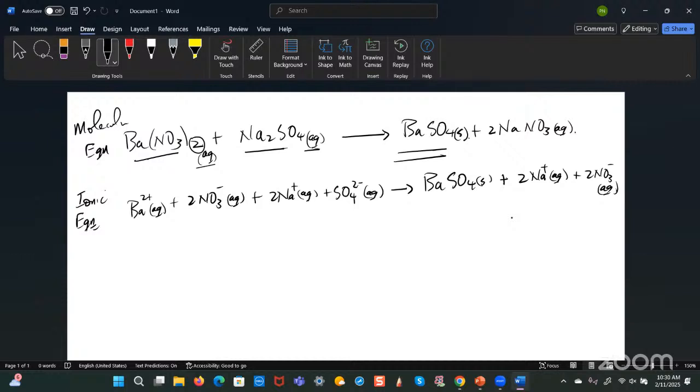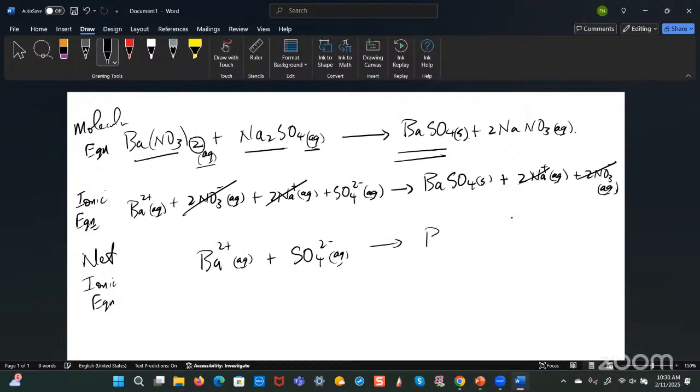The two nitrates can go. Anything else? The two sodiums will go, and that's it. So basically, the net ionic equation will be Ba2+ aqueous plus SO4 2- aqueous to give BaSO4 solid. And that would be the final answer, right?